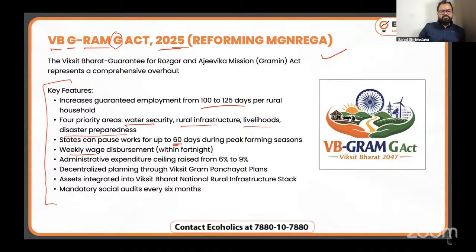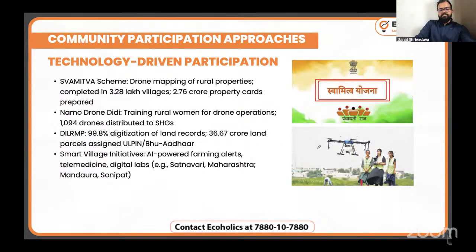Weekly wage disbursement, administrative expenditure ceiling raised from 6 to 9%. And mandatory social audits. That's also very important. Plus, one thing which is not here is about the biometric registration and all. So making more accountability. Now, this is community participation approach, technology driven participation. Okay.